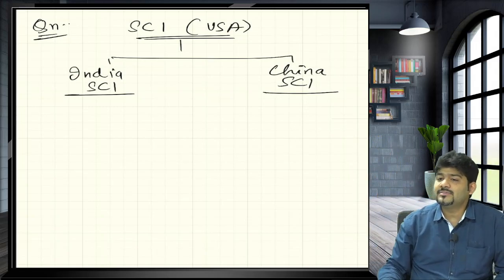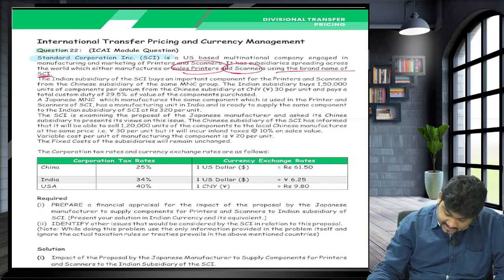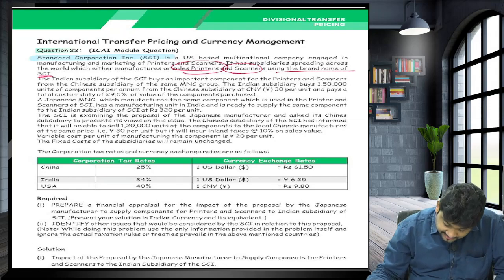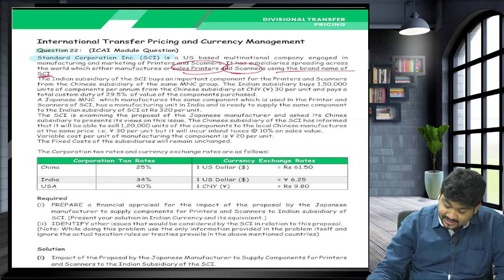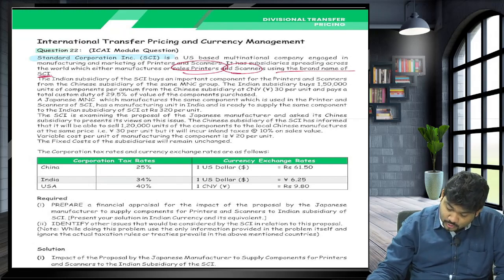Both of them become sister concerns. Are we associated enterprises? Clear? Chalo. Now what is happening is this. The Indian subsidiary buys 1,50,000 units of components per annum from the Chinese subsidiary at CNY, Chinese yen, 30 per unit, and pays a total customs duty of 29.5% of the value of the components purchased.